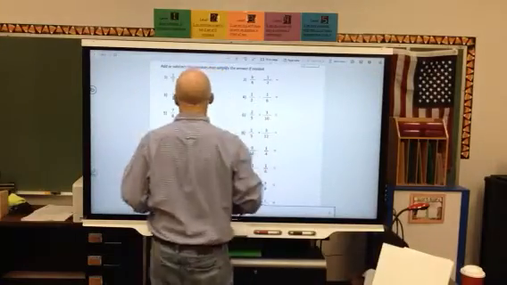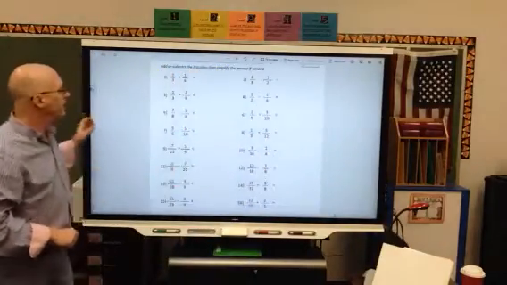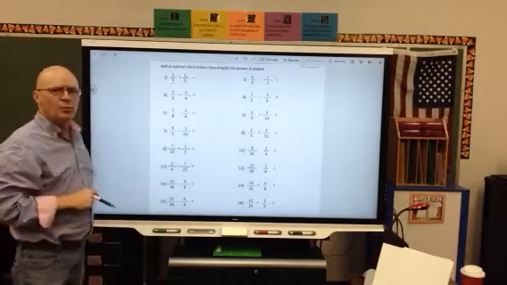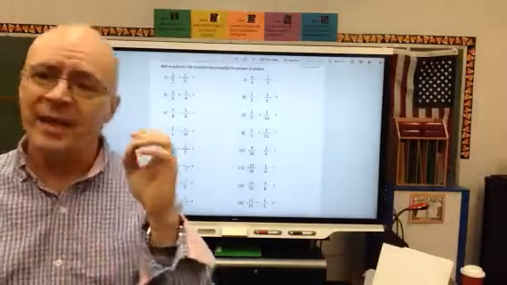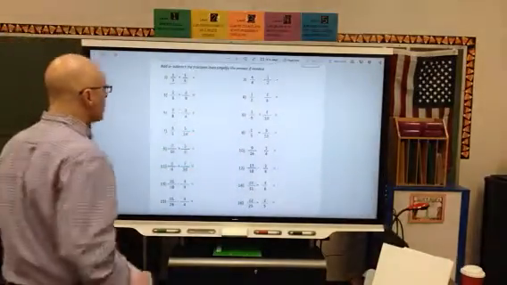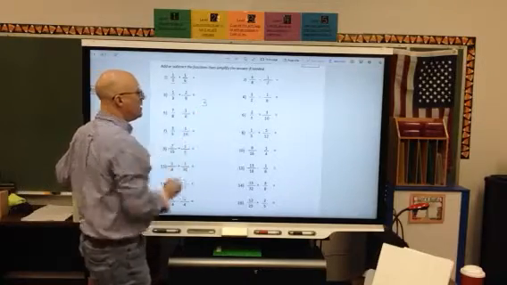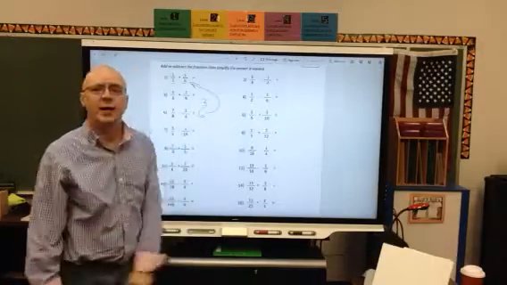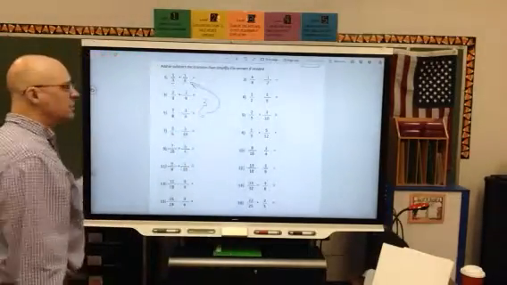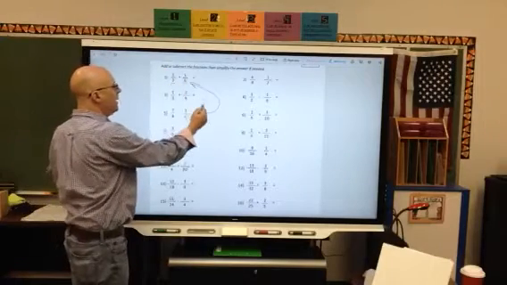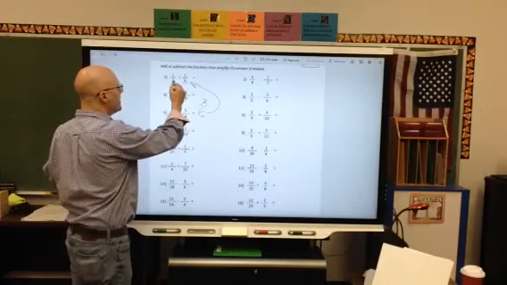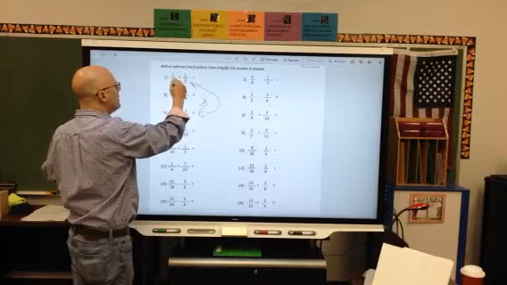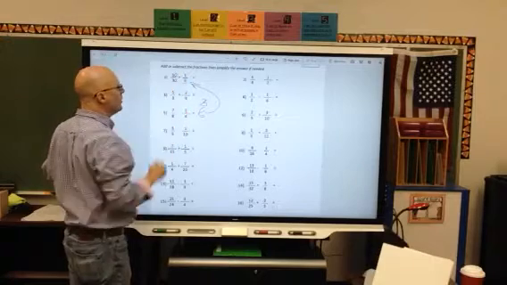I've got to get a common denominator, right? So I've got 6 and 3. Well, I'm going to do multiples of 3 and see if I hit 6 exactly. So 3 times 1 is what? 3. 3 times 2 is what? 6. There it is. So I multiplied 3 by 2 to get 6. So I also have to multiply the numerator by 2.